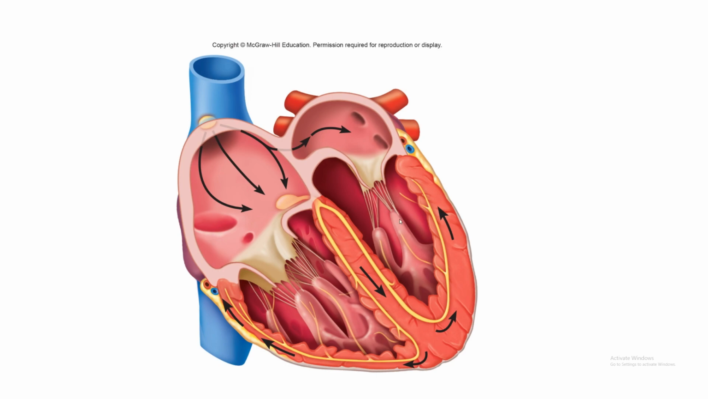And this nodal tissue is going to go through and supply signaling to all of these cardiac myocytes in the left and right ventricles, right? And so the signal is going to keep going through the left and right bundle branches and down into what's called the Purkinje fibers. And the Purkinje fibers are going to be the last structure that this action potential or electrical signaling is going to meet.